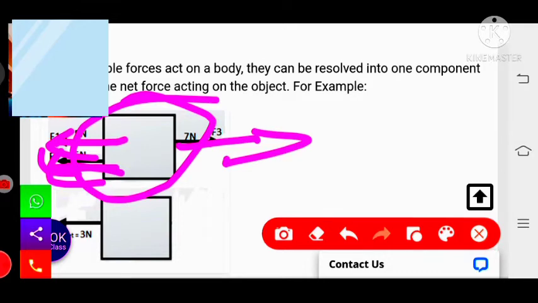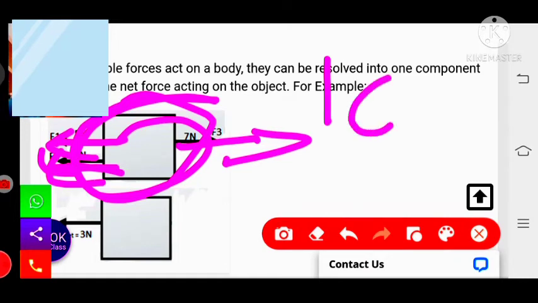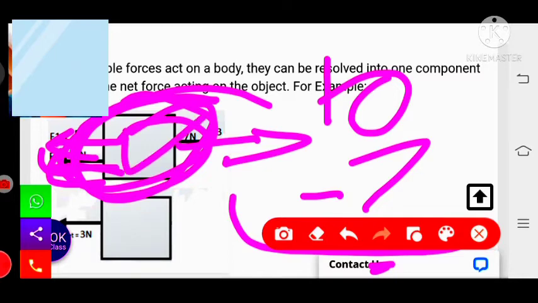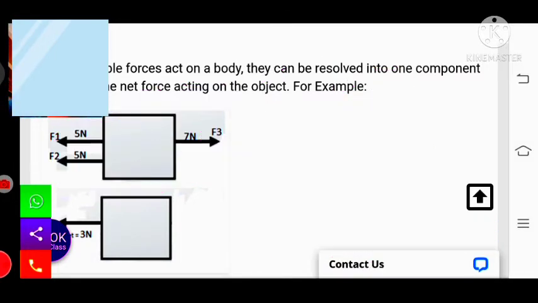Like on this object, in one direction 10 newton of force is applied, and in the other direction 7 newton of force is applied. So 10 minus 7 is 3. So the net force which is applied on this object is 3 newton.